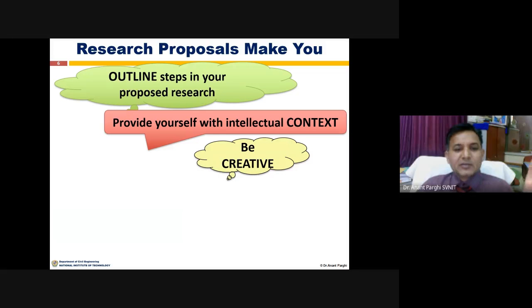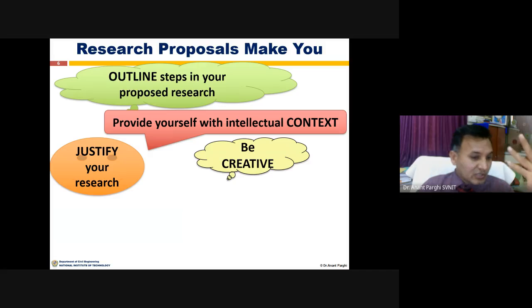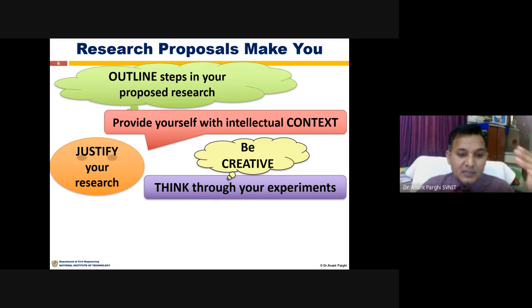Be creative in your research proposal. It should be a novel idea. If it is a novel idea, then justify your research. How could you say it is a novel idea? We need to justify each and everything. Think through your experiment also.